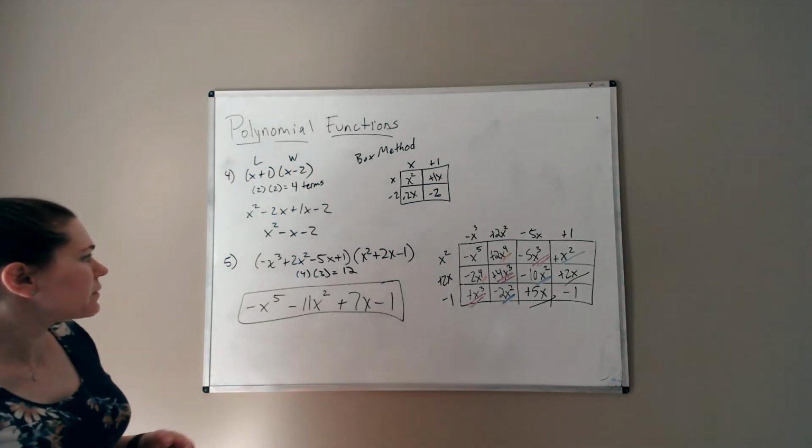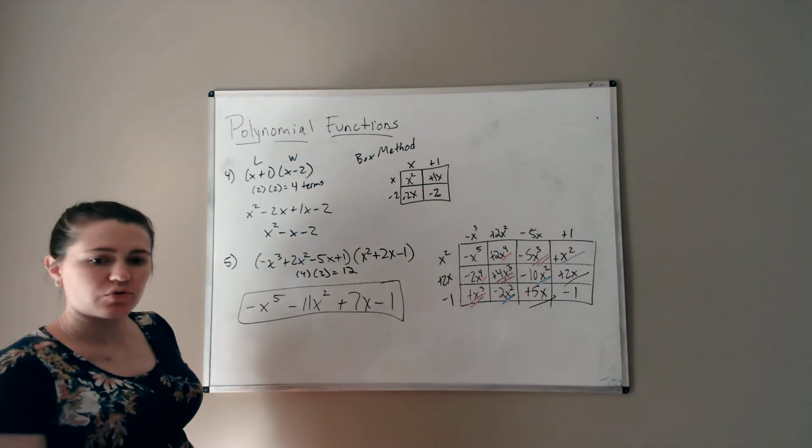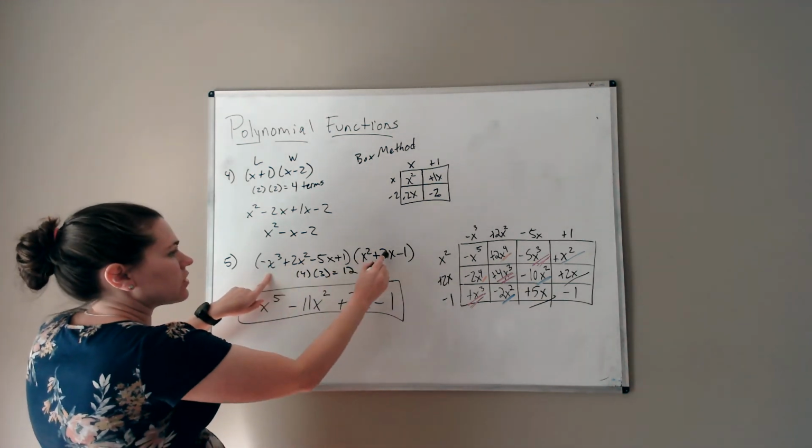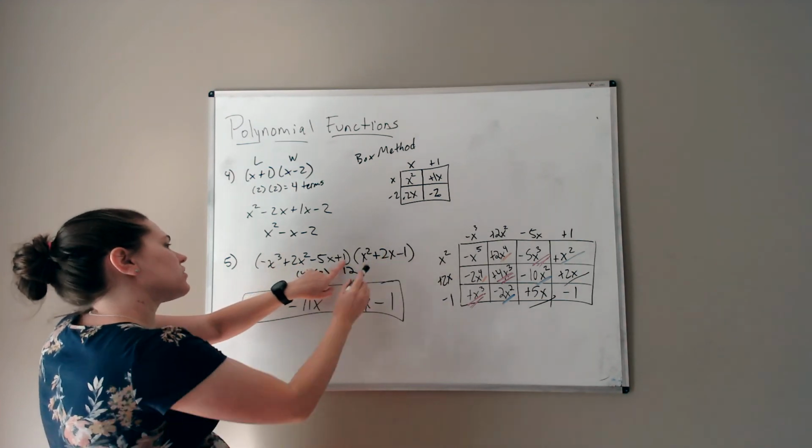Okay, so just make sure you multiply out all of your terms. 4 terms by 3 terms is going to produce 12 because this has to go to this term, this term, this term. This has to go to this, this, and this. This goes to this, this, and this. And this goes to this, this, and this.